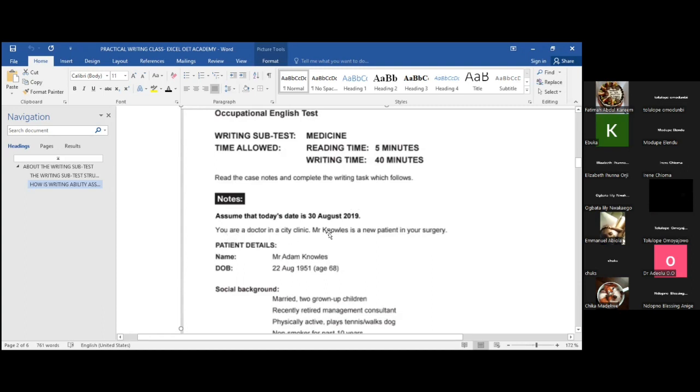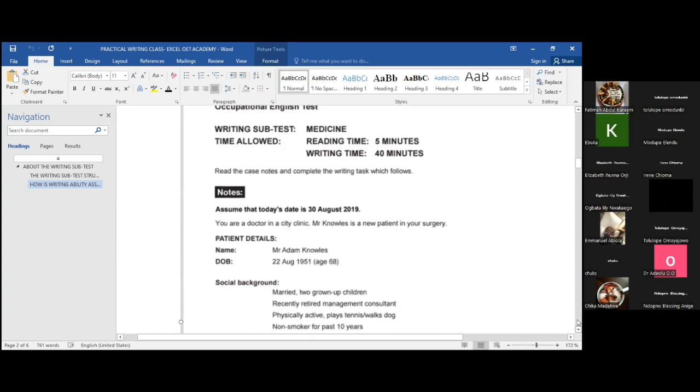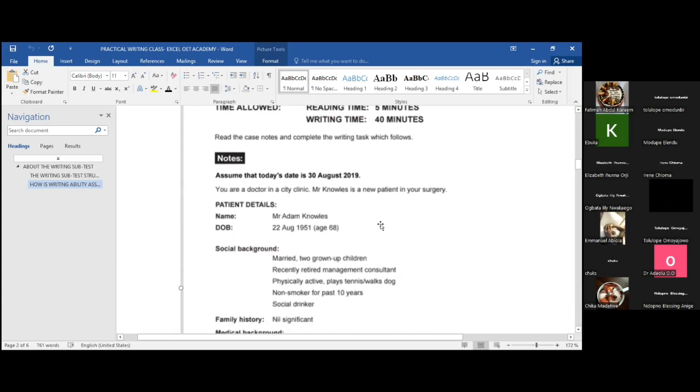Now they say you're a doctor in a city clinic. Mr. Knowles is a new patient. Very important: when you're writing your OET letter, you must know if it's a new patient or an old patient. I will give you insight on that. Now, these are the patient details. You see Mr. Adam Knowles, and they give you the date of birth. All these things are very important in your address.